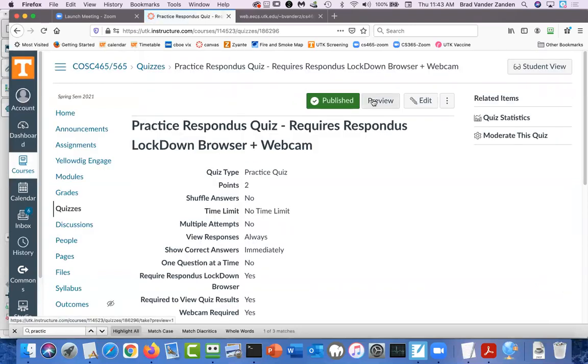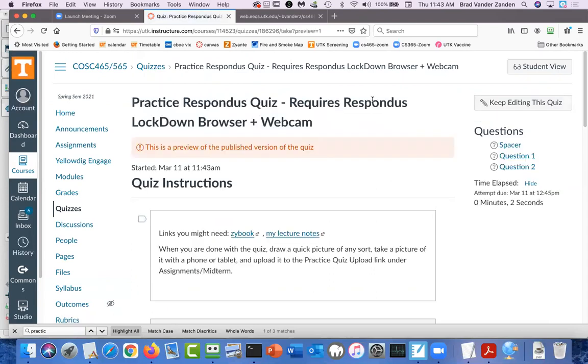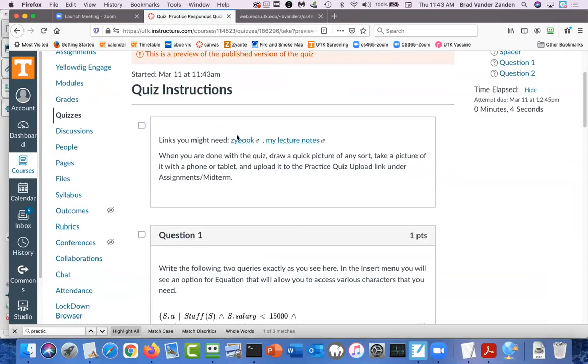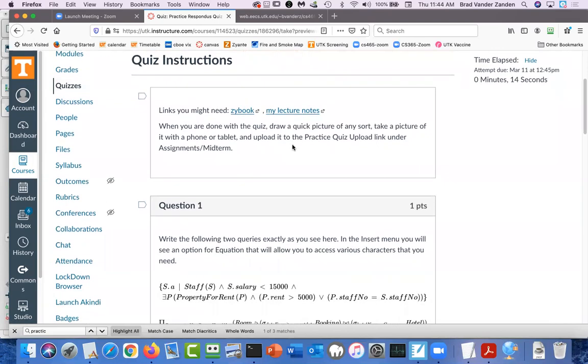It is meant to walk you through a couple of things that you'll have to do in the exam. First of all, I'm going to ask you to click through on the two links and click around to make sure that you can actually get to the Zybook and get to my lecture notes.